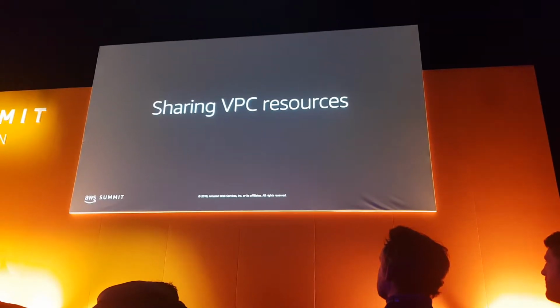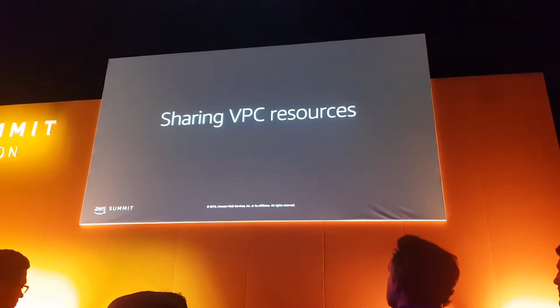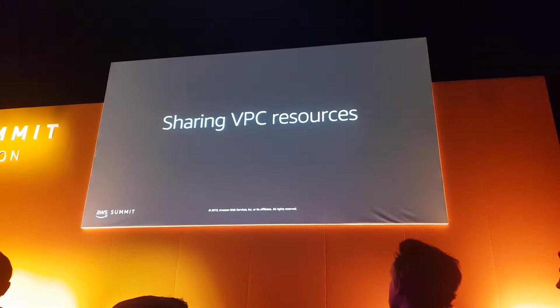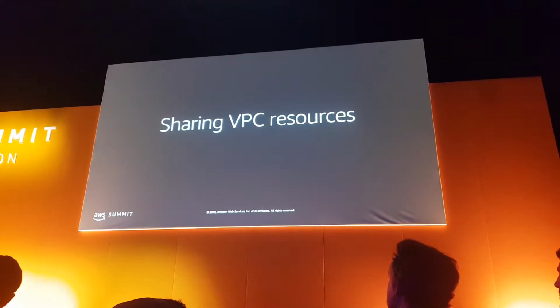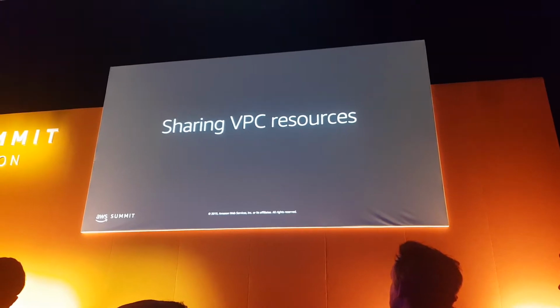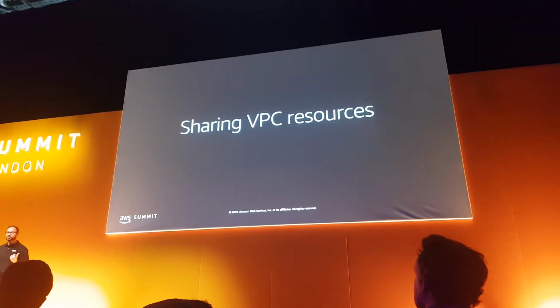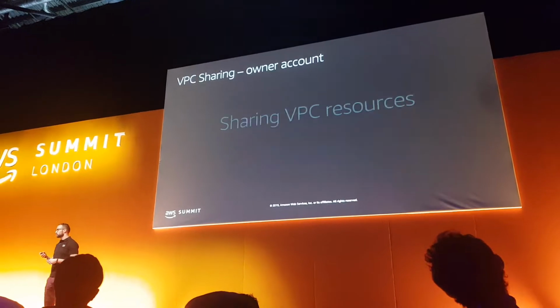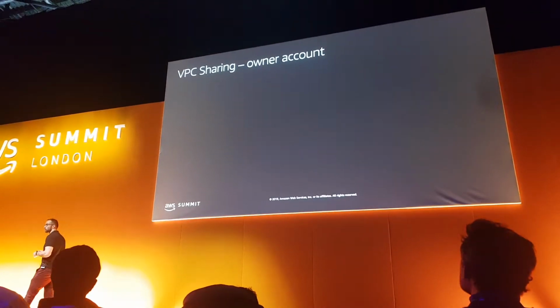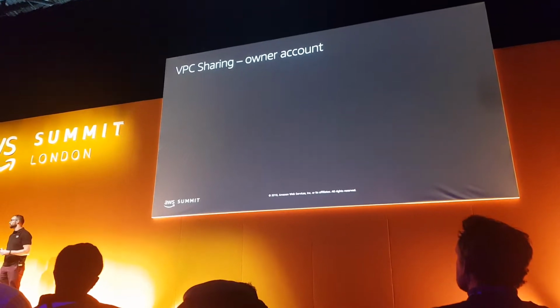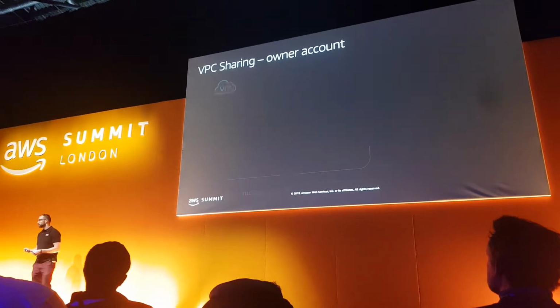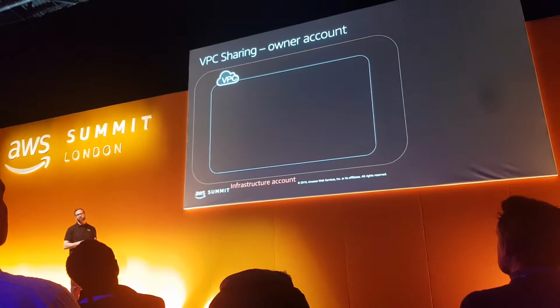So before VPC sharing, when you created a VPC, it had to belong to an AWS account, which is a management boundary, and all the services you would deploy into that VPC would have to belong to the same account. With VPC sharing, we're changing that model. So you now have the concept of the owner account, and maybe this is an AWS account owned by your networking team or your infrastructure team. And they would build all the networking constructs.